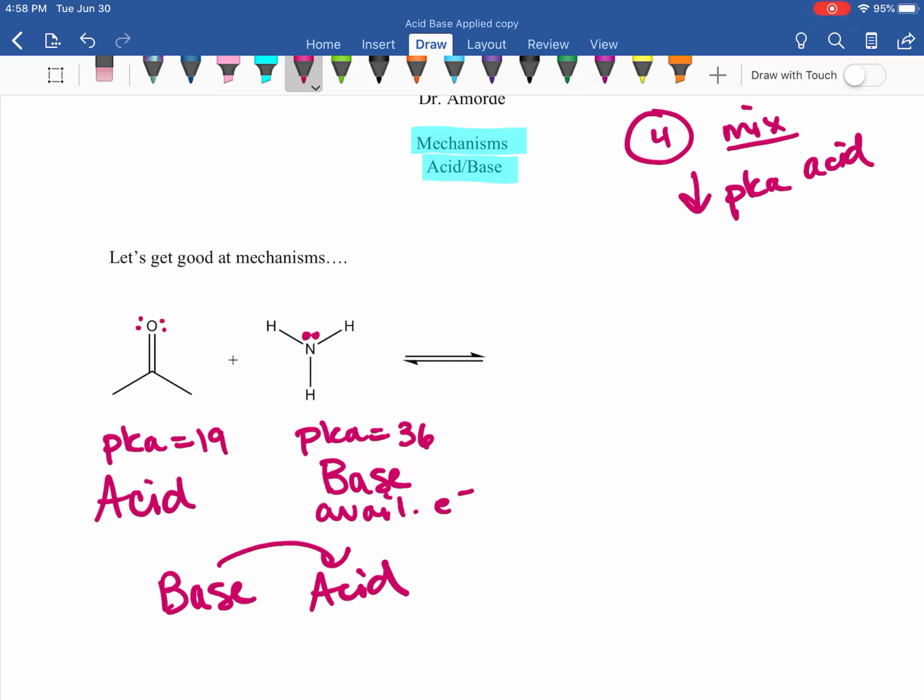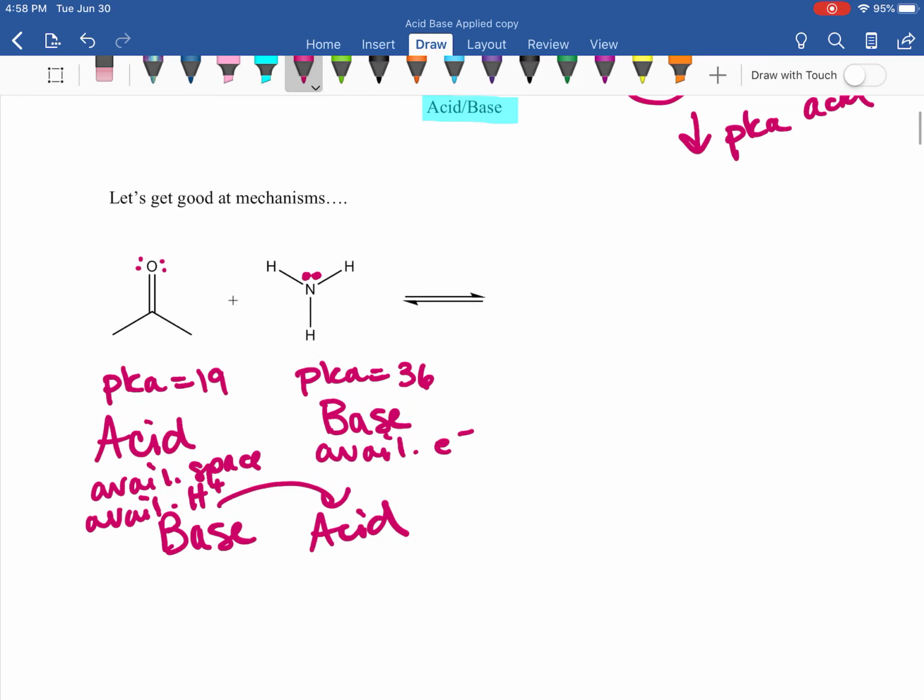So let's find the available electrons. For ammonia, we've already used ammonia. That's our lone pair. And then to an acid, we're going to draw towards either that available space or an available proton, hydrogen. We're looking for something there.